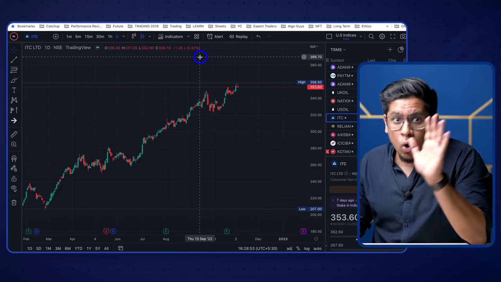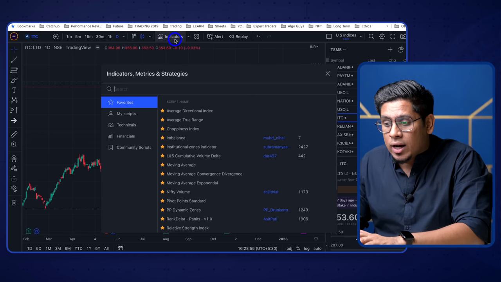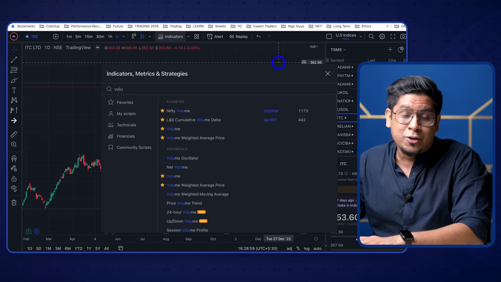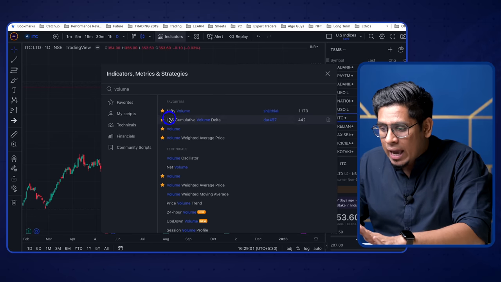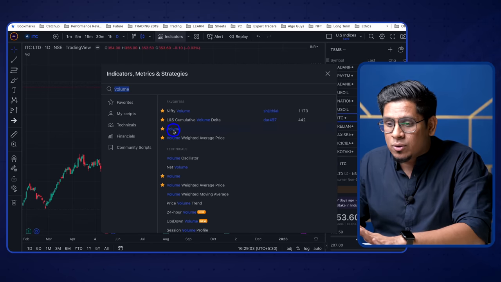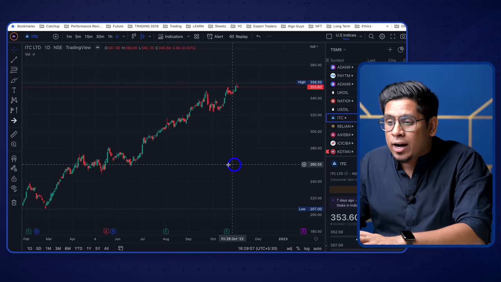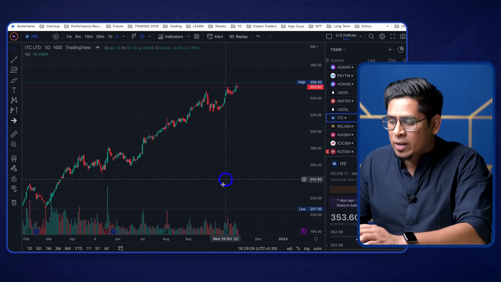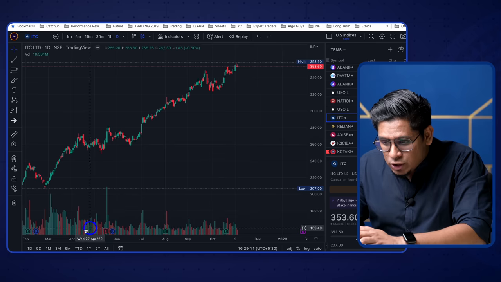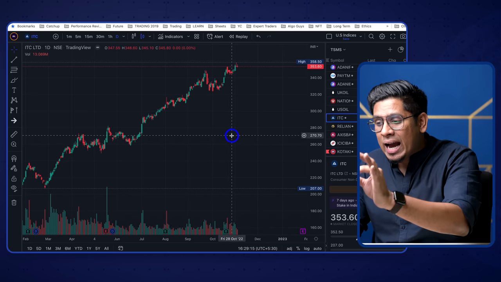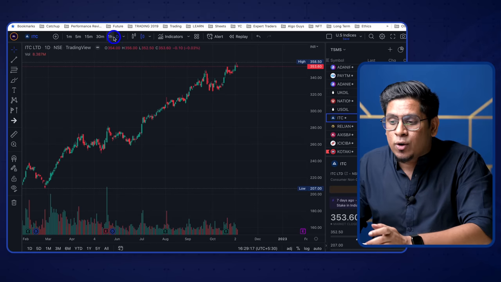Anyways, here on TradingView, you have to come here, click on indicators, and in the search bar, I have to search for volume. Okay. And I have to select this volume. Then I'm closing this, and volume has been added onto the chart, as you can see here, right? So these bars you see at the bottom indicate the volume in ITC based on the time period that you have selected here.